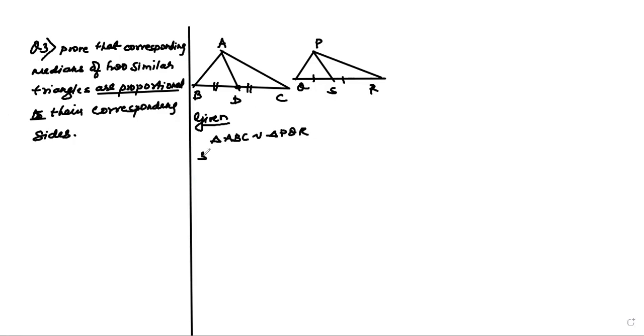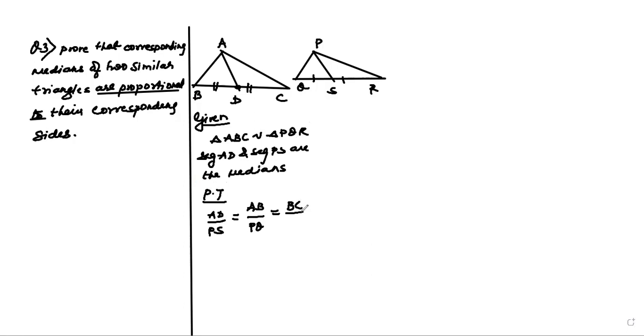Second, children, segment AD and segment PS are the medians. Got it? Can you see they are corresponding medians, because they are drawn on corresponding sides. BC and QR are corresponding sides. Okay? And what you have to prove: prove that the ratio of the corresponding medians, this AD upon PS, is equal to AB upon PQ, is equal to BC upon QR, is equal to AC upon PR, the ratio of the corresponding sides.